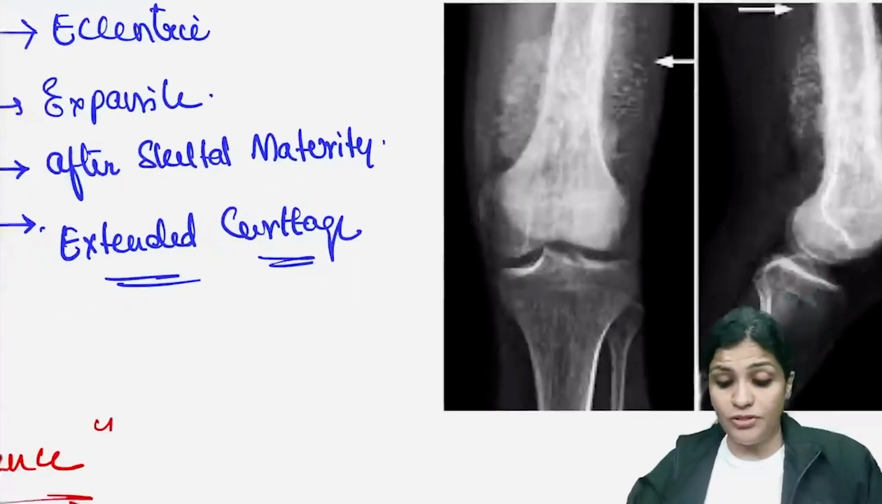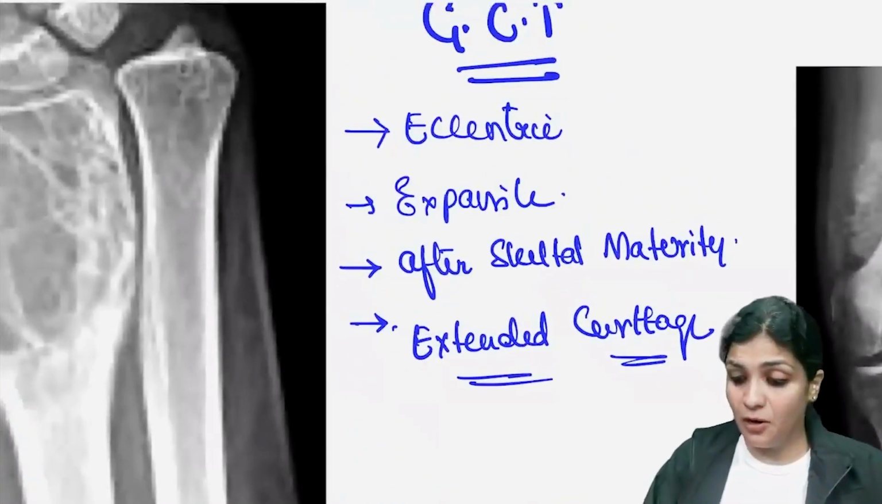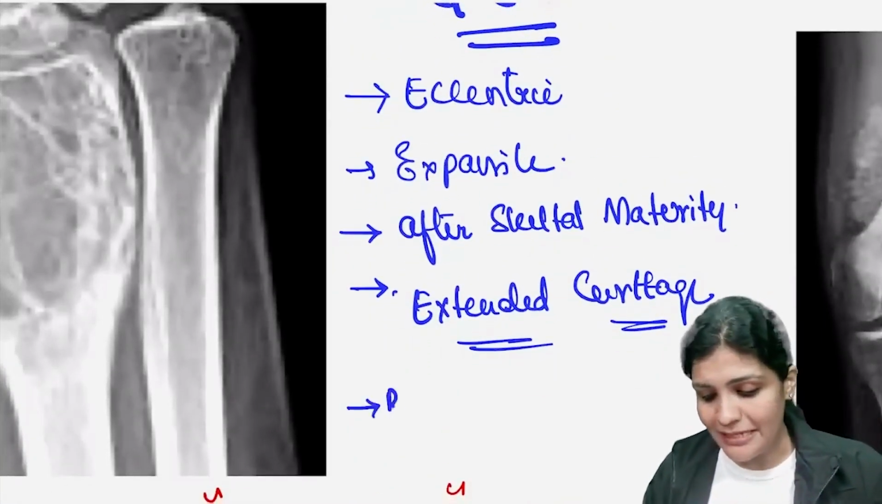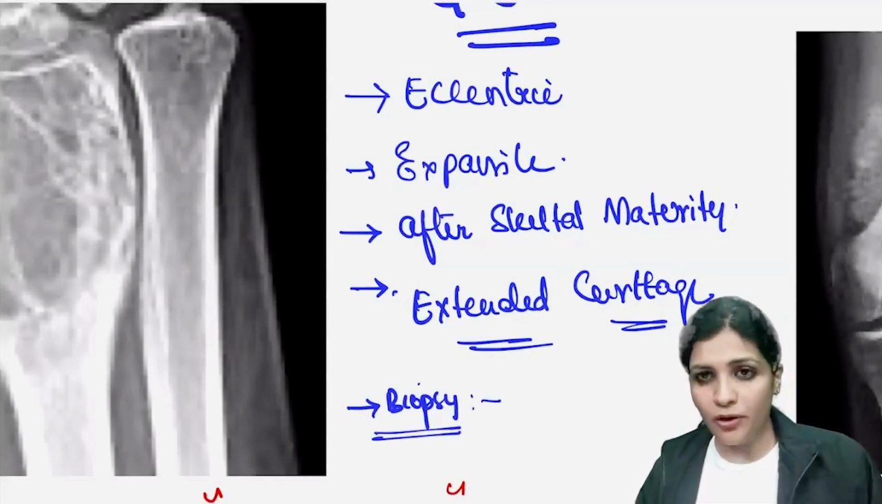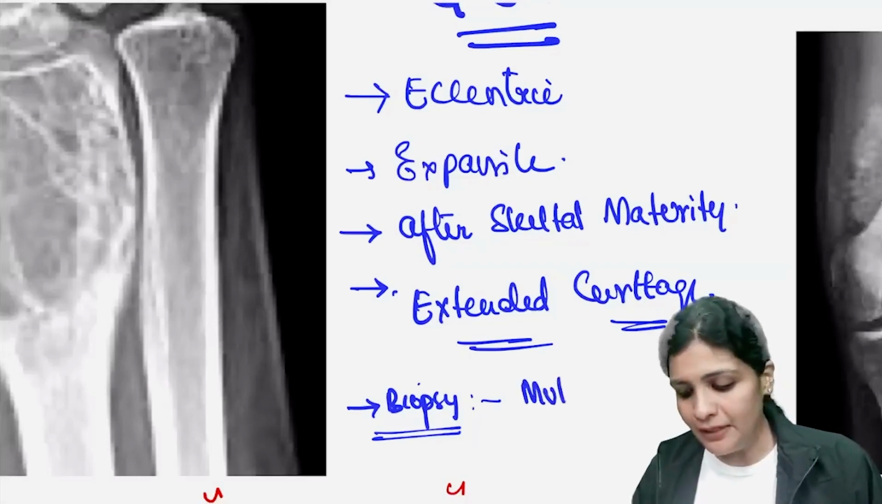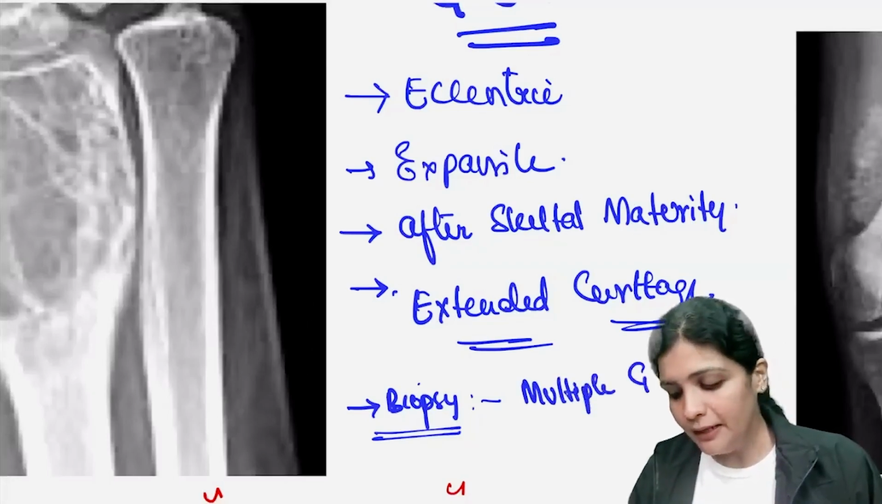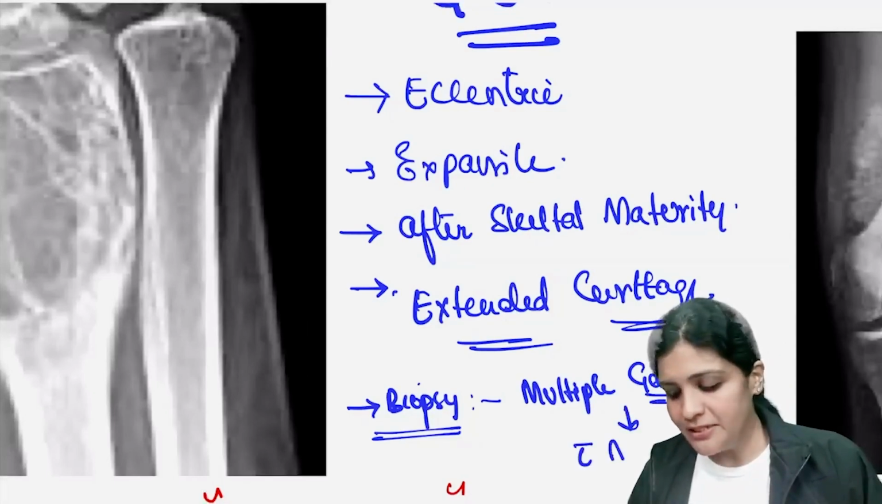And one more thing, what you see on the biopsy in case of GCT. The biopsy is very, very important. This can be asked as an integrated question. So now you do the scraping and you send this content for biopsy. For biopsy, what you see? You see multiple giant cells. Hence, it is also called the osteoclastoma. Multiple giant cells among the mononuclear cells.